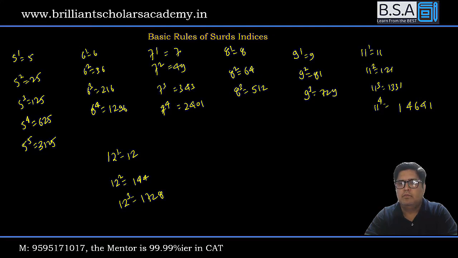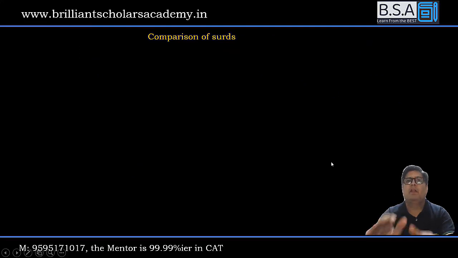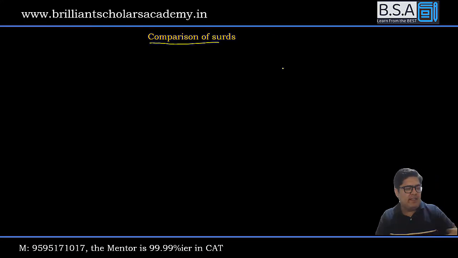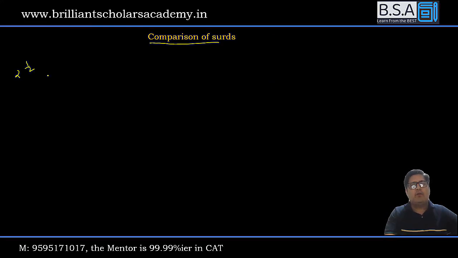Okay. Now, how do we compare surds? Now, you might have seen this question. It's a very standard question available in, I think, all sources. 2 to the power 1 by 2, 3 to the power 1 by 3, 4 to the power 1 by 4, 6 to the power 1 by 6. I think it is also 12 to the power 1 by 12. Compare these.